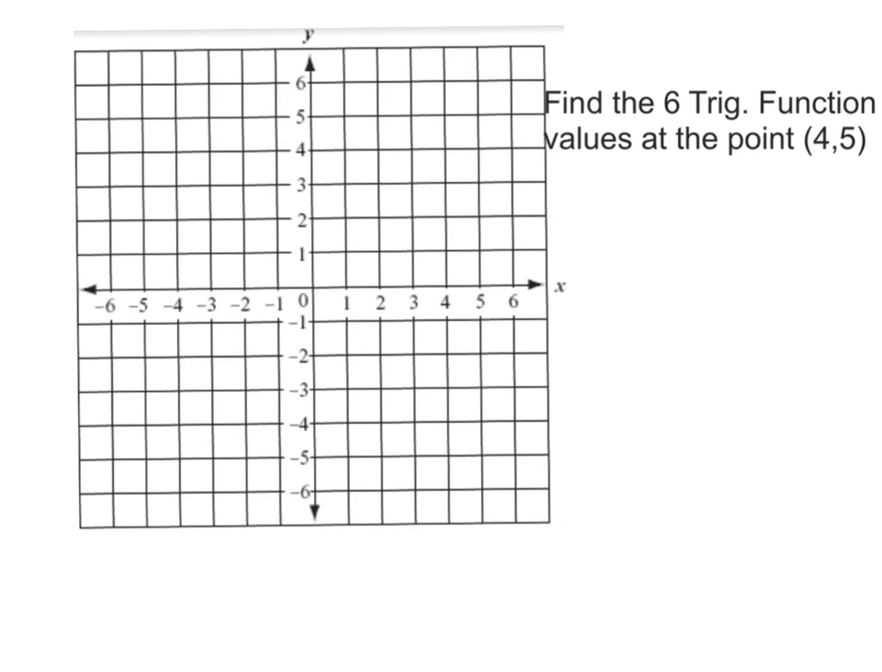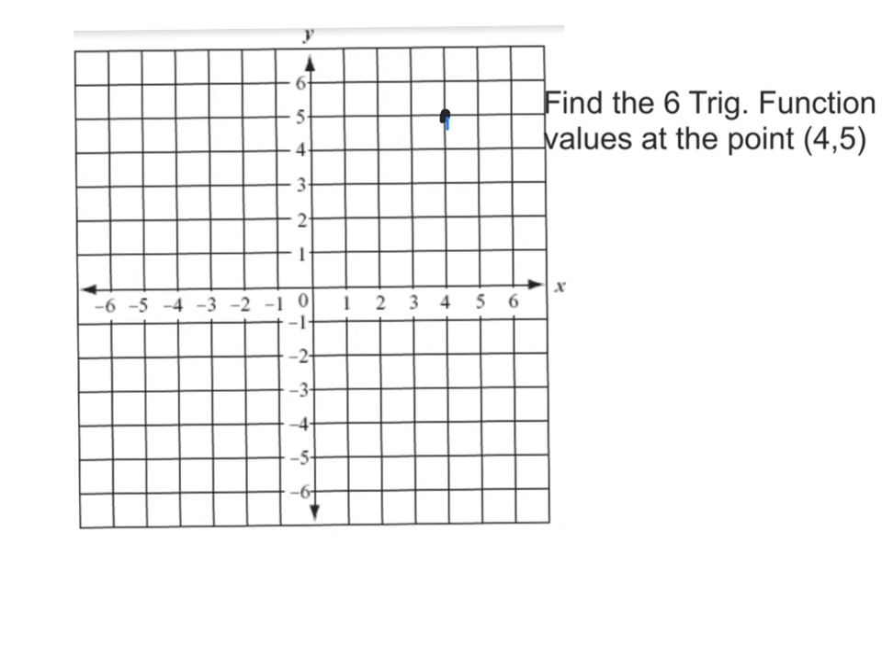Question here: find the 6 trig values of the point (4, 5). Let's find the point (4, 5). It's there. So (4, 5) is there. What we do now, we draw a triangle.